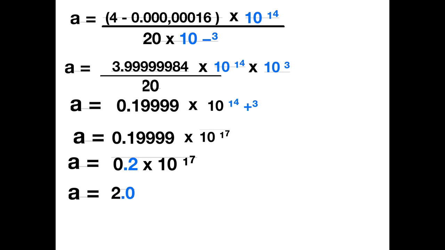So what will happen with the 10 power 17? You will subtract 1 from 17. Knowing that when you're moving the decimal to the right, you need to subtract. When you're moving the decimal to the left, you need to add. And how many digits are you going to move the decimal? That number is going to be subtracted. Okay, so we have this now as a equal to 2.0 into 10 to the power 16 meters per second squared, since this is acceleration.